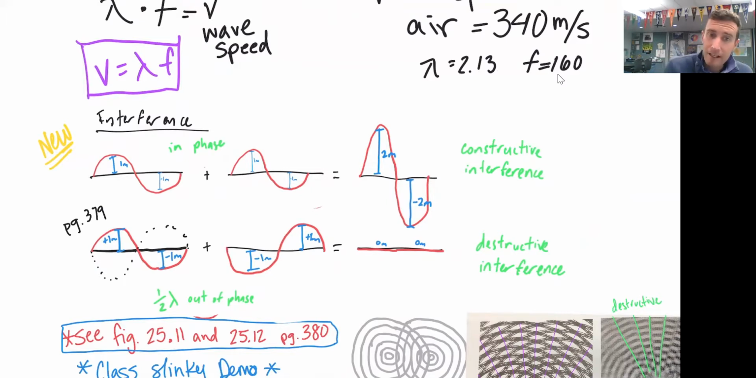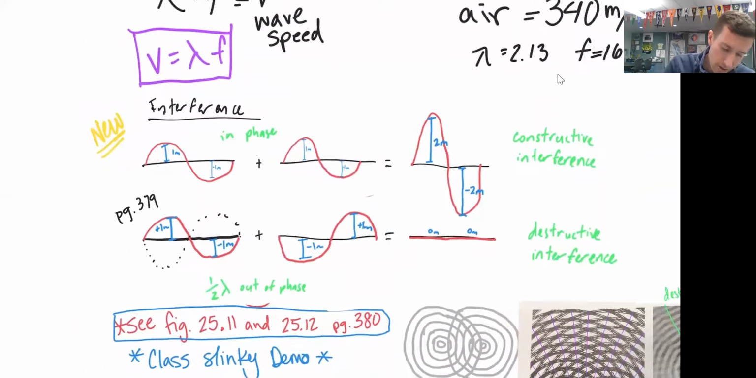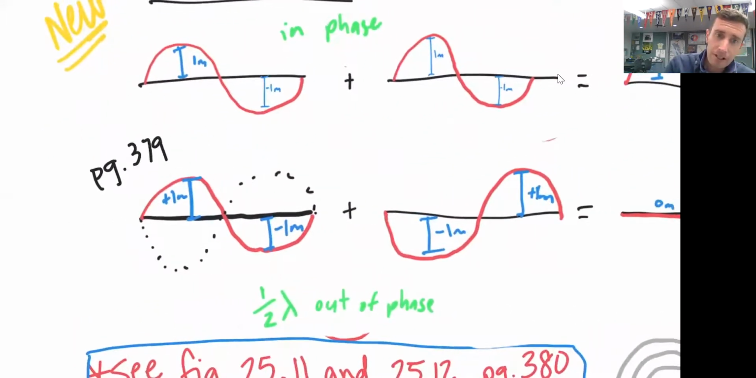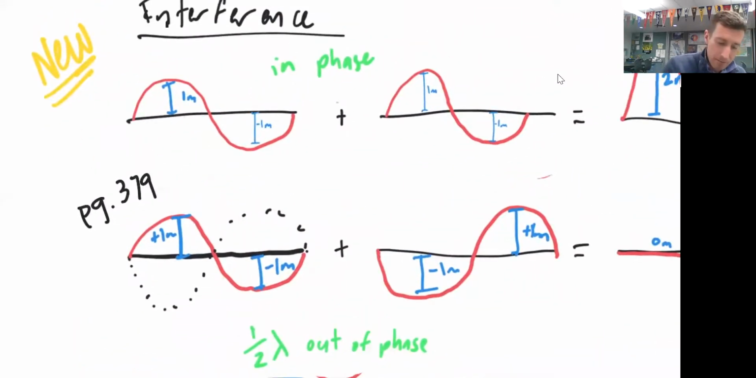Destructive interference is the opposite. That's when they're half a wavelength out of phase. My first example is the exact same: I've got a meter up and then a meter down. And then my next one, you can see it is flip-flopped. First it goes down a meter and then it goes up a meter.